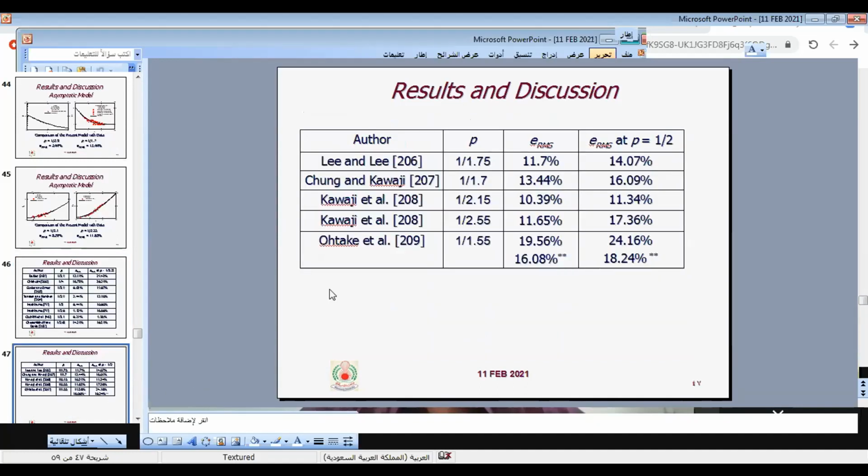And for small diameters, like mini-channels and macro-channels, I find that the range of B is from 1.55 to 2.55. So I take the average value of B as 2.